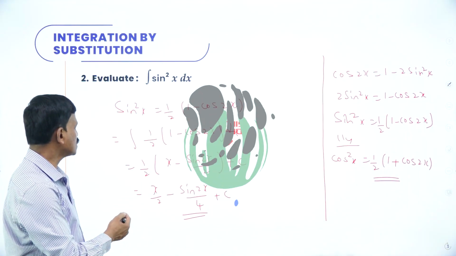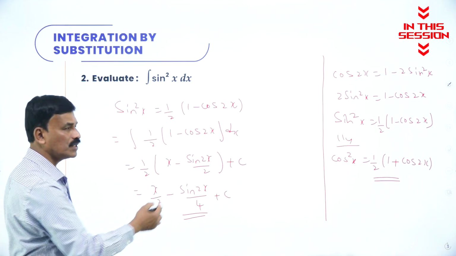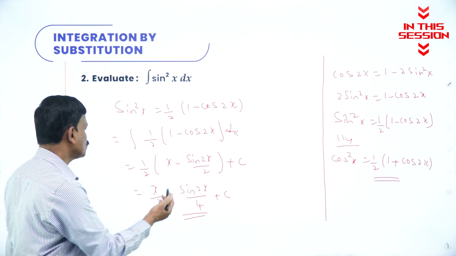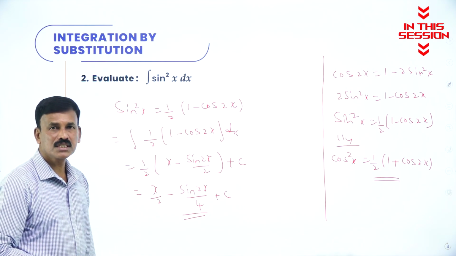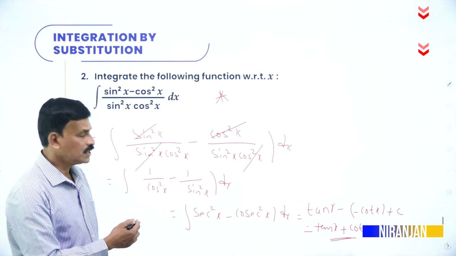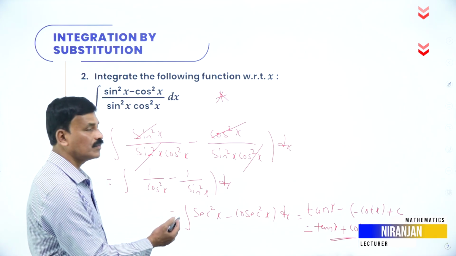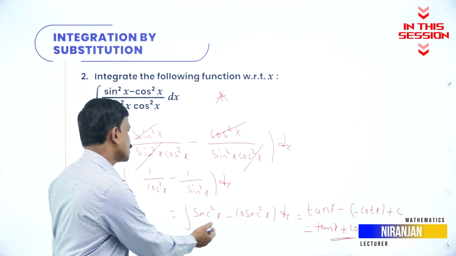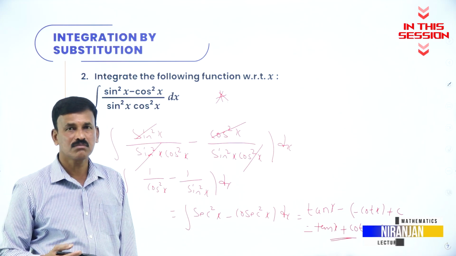Integral of sine square x is just half into 1 minus cos 2x. Integrate it: x by 2 minus sine 2x divided by 4 is the integrated answer. Term by term division: integral of 1 by cos square is secant square, 1 by sine square is cosecant square. Integral of secant square is tan, integral of cosecant square is minus cot x.